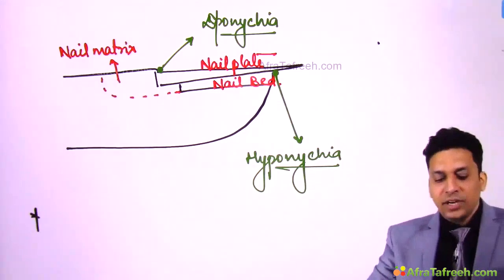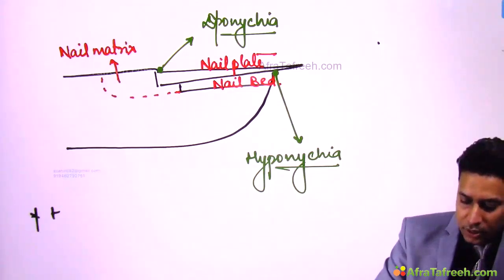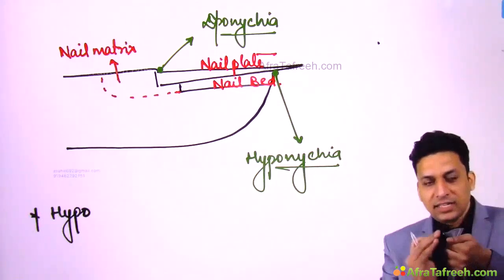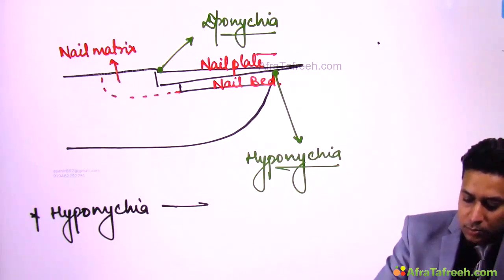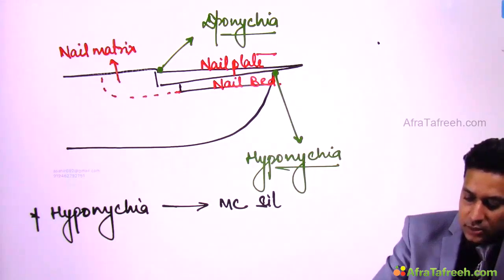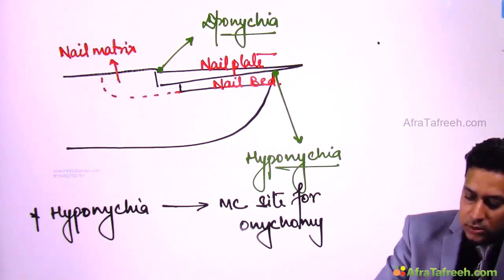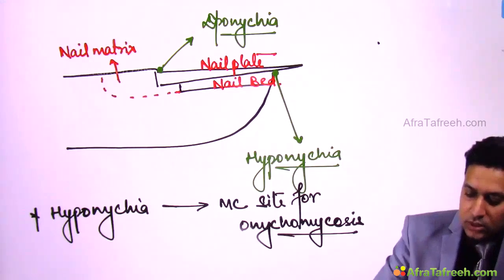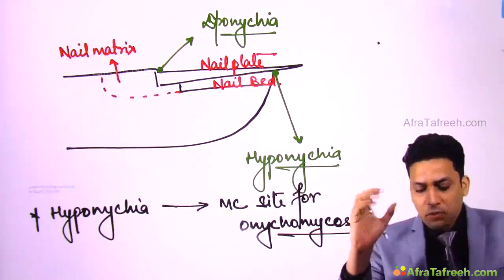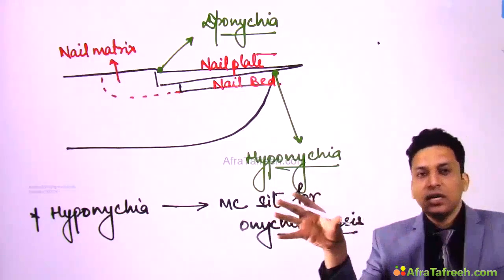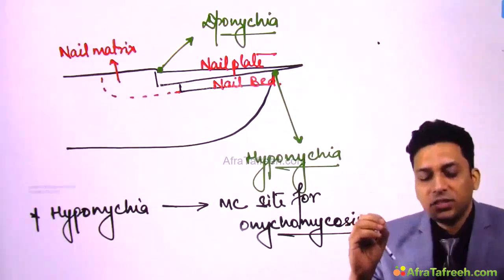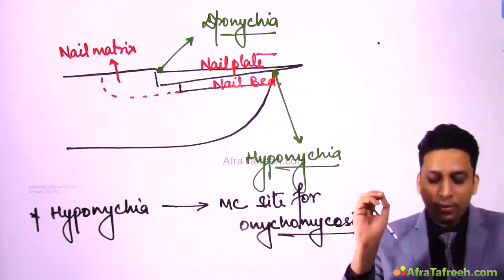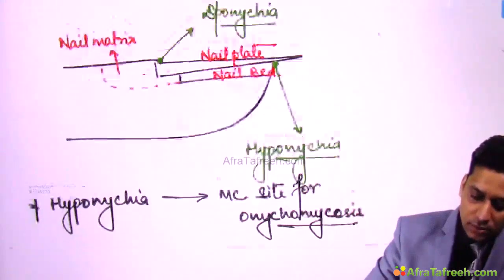Now these are a few important points which you need to remember. The hyponychium, that is the distal junction where the skin is attaching to the nail plate, below the nail plate, is the most common site for onychomycosis. What is onychomycosis? Onycho means nails and mycosis means fungal infection. So whenever fungal infection occurs over nails, the most common or first site involved is the hyponychium.